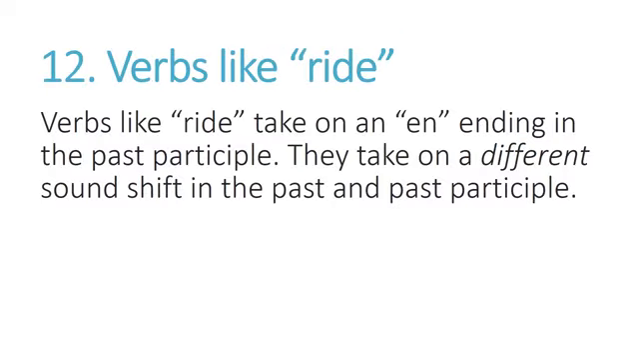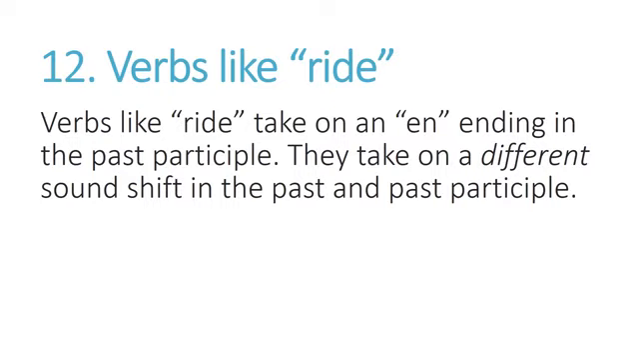Number 12, verbs like ride. Now these are slightly different from the ones we discussed before. Verbs like ride take on an -en ending in the past participle. They take on a different sound shift in the past and the past participle. So the two sounds in the past and the past participle are different. Let's look at some examples.